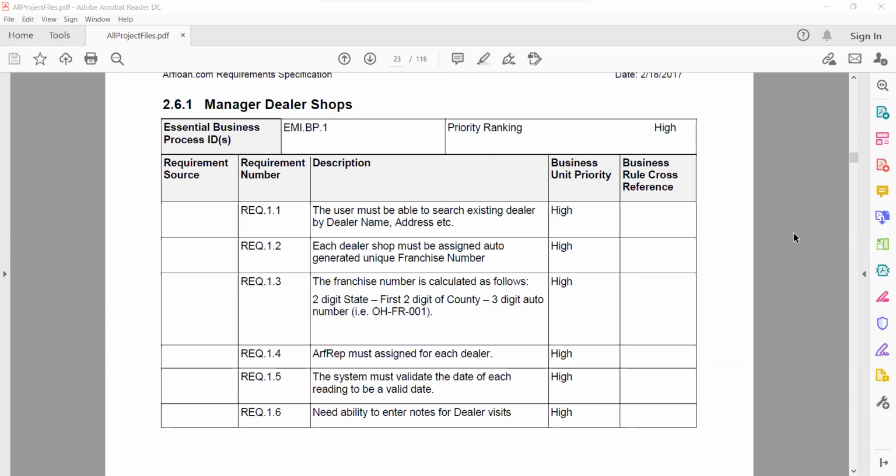Okay. Same thing with 1.6. They're saying that whenever my agent visits the dealer, I want them to have the ability to jot down a note of what happened in that visit, what was agreed or what discussion happened, as a note in the system.